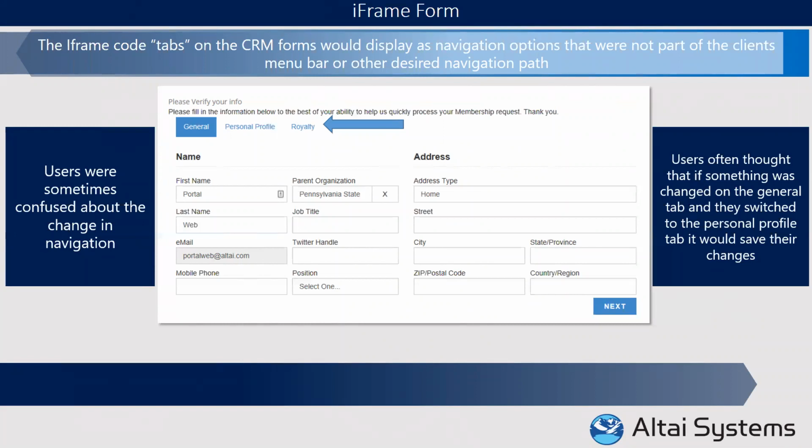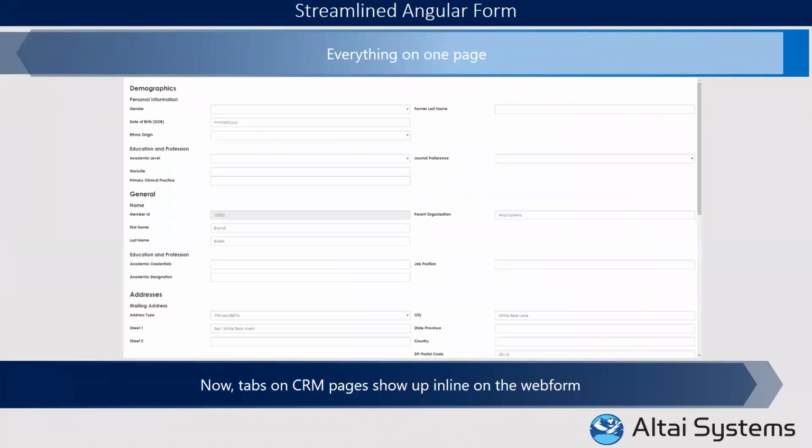They needed to actually click, if you look on the bottom right corner of the screenshot, there's a next button. They would have needed to click that button or click a save button and go through the commerce path. So this was very confusing, we found. And so what we've done now is we've streamlined this, and we've removed this in the Angular code. And here's a look at the streamlined Angular form.